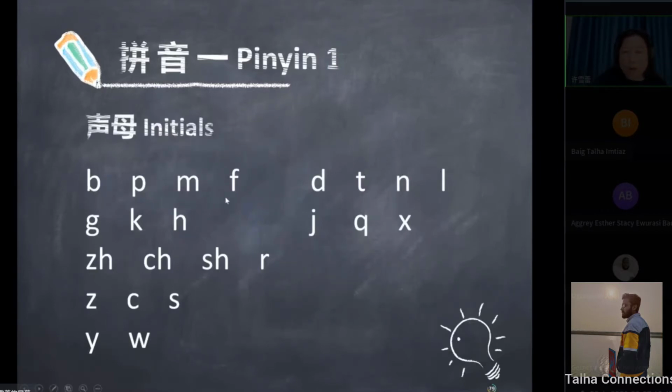Bo, po, mo, fo, de, te, ne, le, ge, ke, he, ji, qi, xi, zhi, chi, shi, ri, zi, ci, si, yi, wu. So you may find that even though we use English letters, we don't pronounce them in exactly the same way. The letters may be used in other languages, but here in Chinese pinyin, they have their unique pronunciations. 好，这些是声母, they are initials.